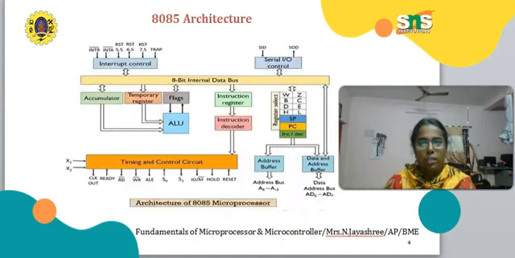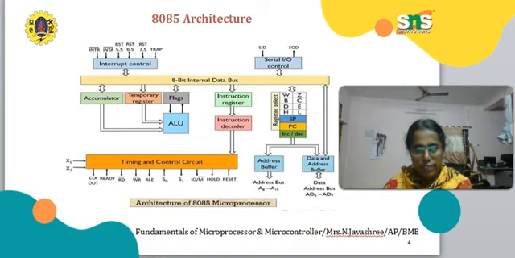Next one, let us see the architecture of the 8085 microprocessor. This is the architecture of the 8085. The major blocks include accumulator, temporary register, flags, ALU, instruction register, instruction decoder, serial I/O control, interrupt control, address lines, data bus buffer, and timing and control circuit. Let us see them one by one in detail.